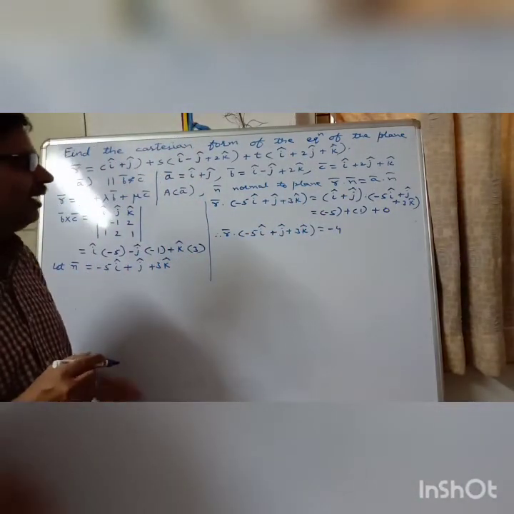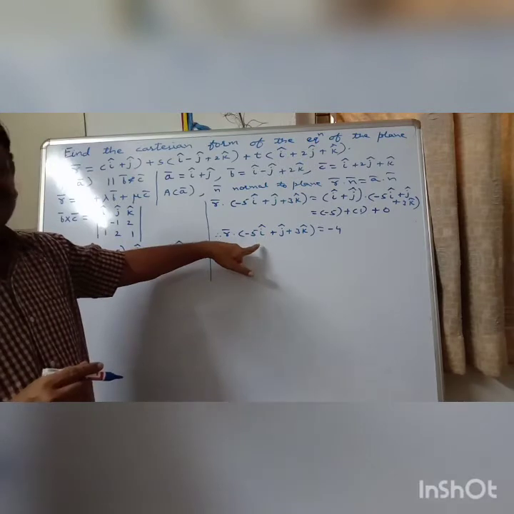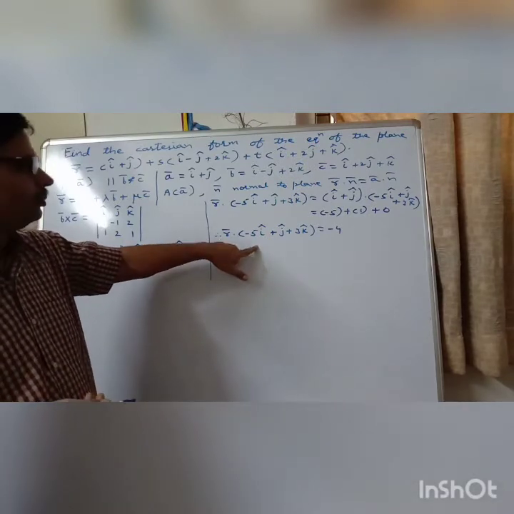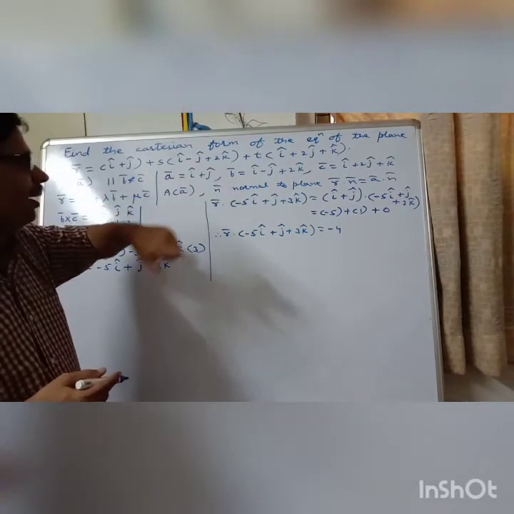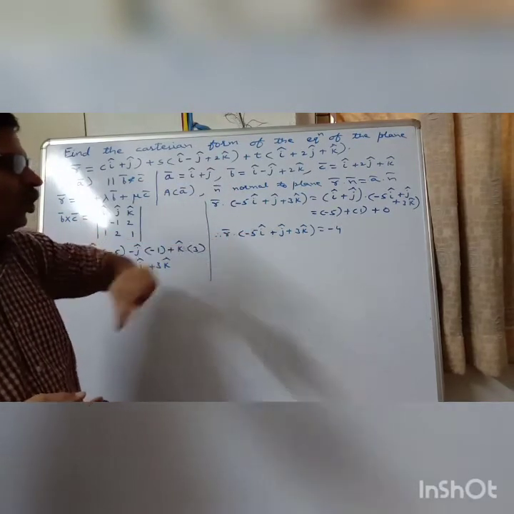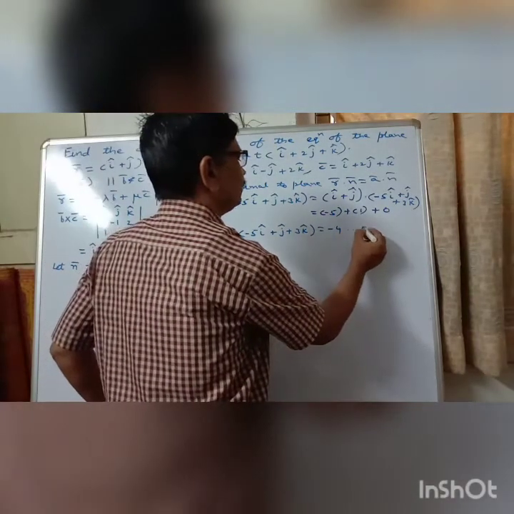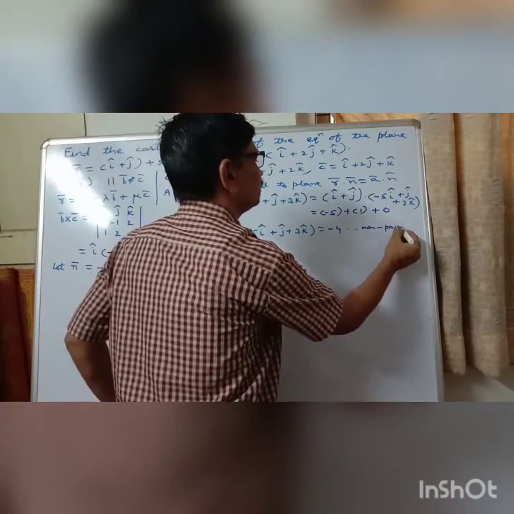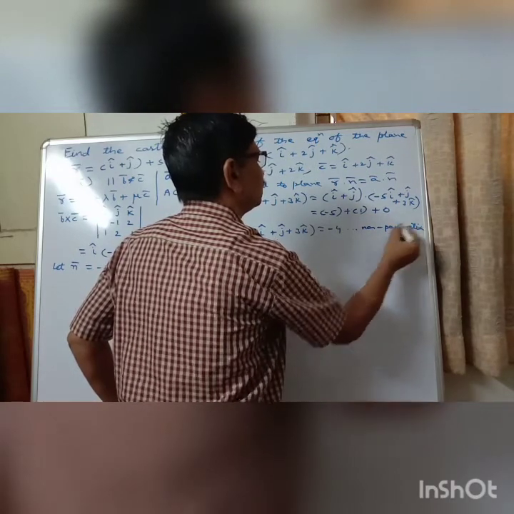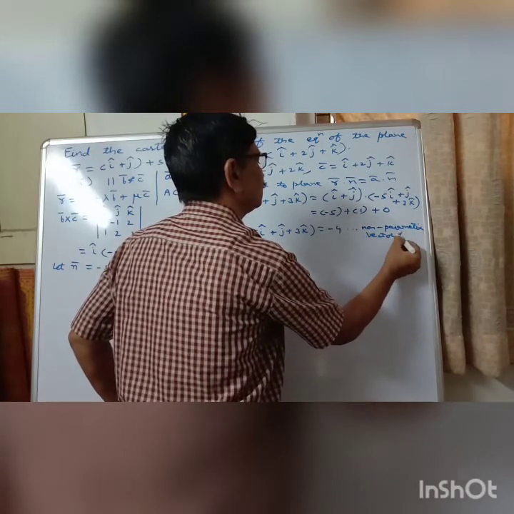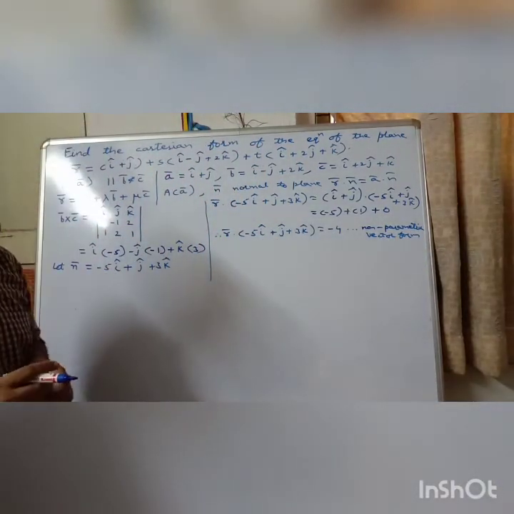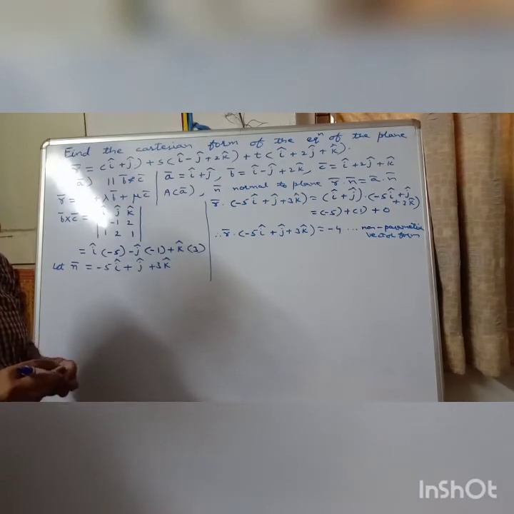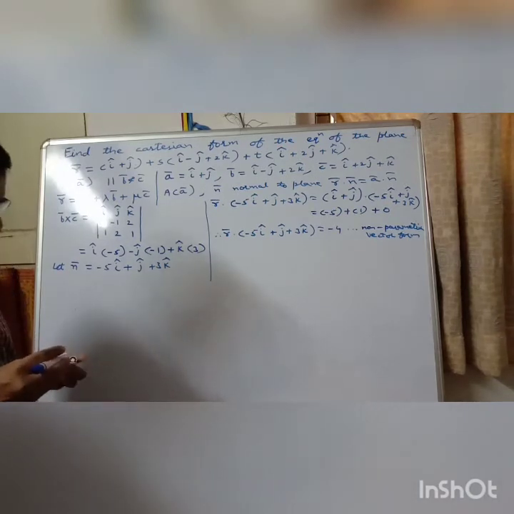Given equation of plane, it was also in vector form. This is also in vector form. But this equation, it is in parametric form. This is in non-parametric form. And we have to convert it into Cartesian form. So vector form can be converted to Cartesian form. Cartesian form can be converted into vector form.